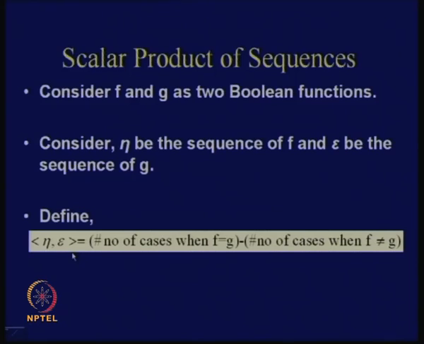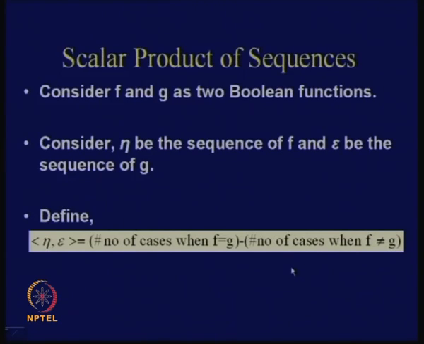This is equal to the number of cases when f and g are equal minus the number of cases when f and g are not equal. All of you see that. This is the dot product or scalar product of the two sequences. Whenever f and g are the same, that adds up to the product, and when f and g are not the same, we subtract 1.